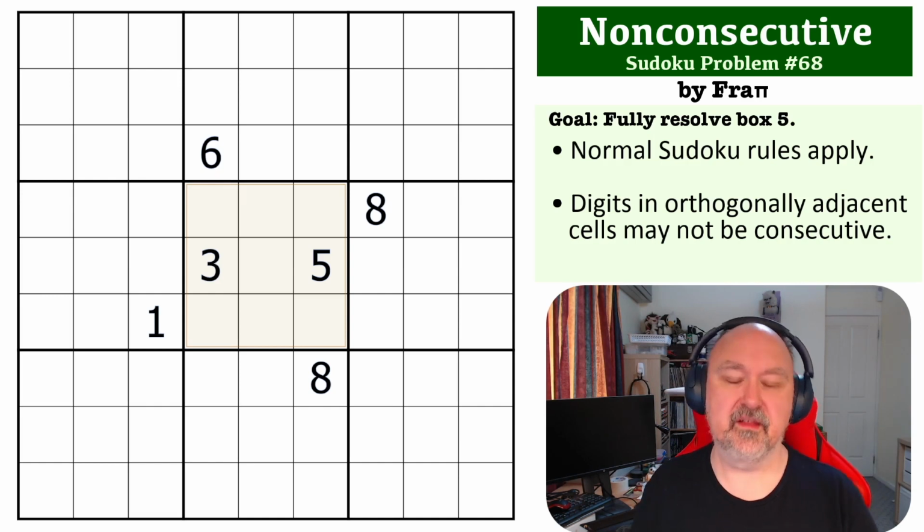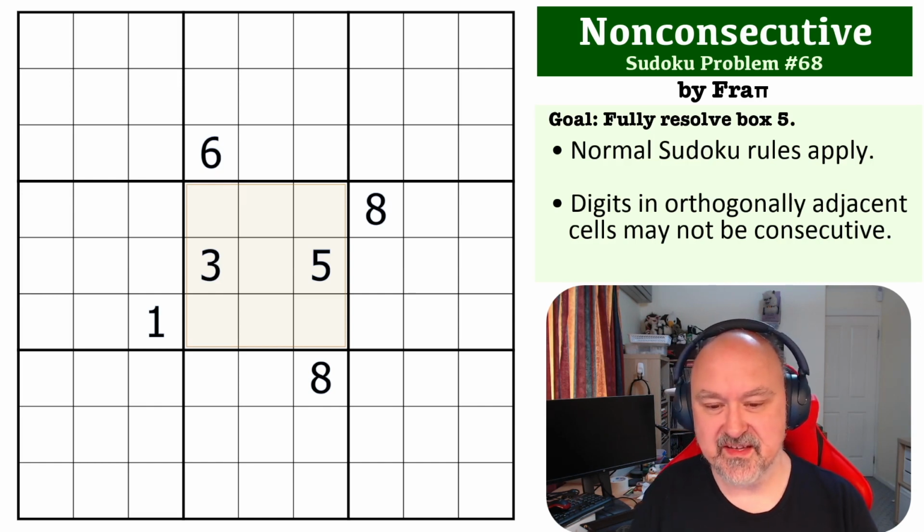Okay, so I really like non-consecutive Sudoku. It's something that I don't think we've seen as much of recently. I used to get a lot of it when I first started off, and I think other constraints have taken over. I wish we saw more of it.